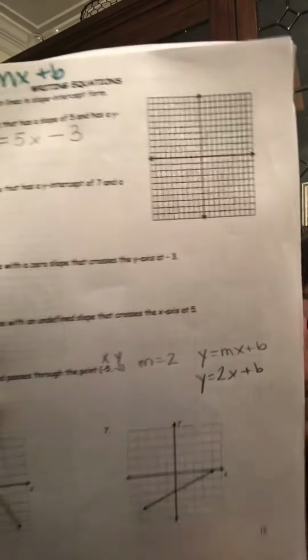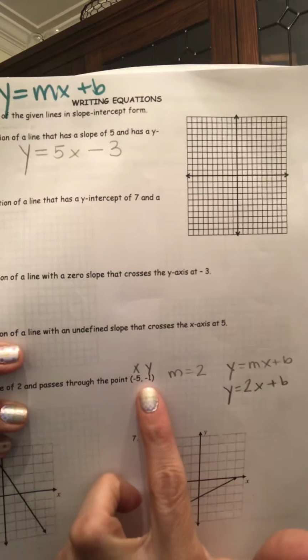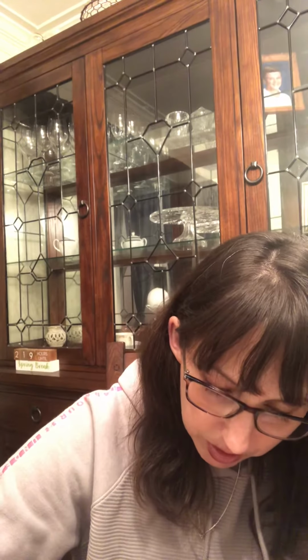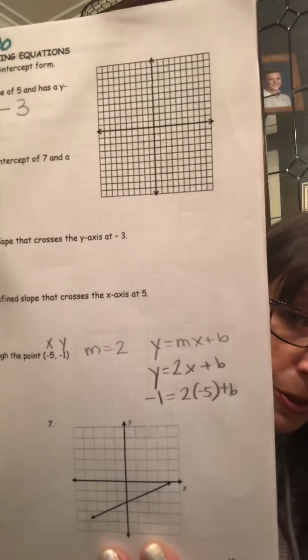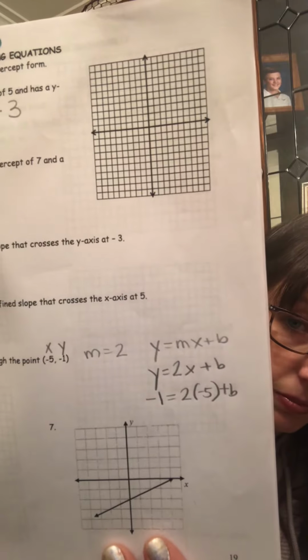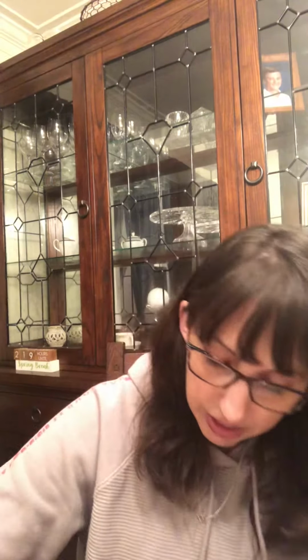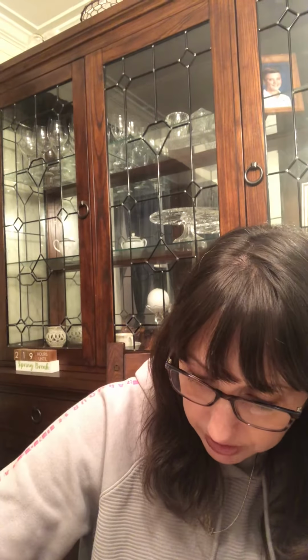Remember, if we are given a point on the line, we can substitute it in to find missing information. So remember, my -5 is my x, and my -1 is my y. Where I see x, I'm plugging this in. Where I see y, I'm plugging this in. So it's going to look like -1 equals 2 times -5 plus b, because I don't know what b is. And if I solve this, it's going to give me b. And then when I do that, I have -1 equals -10 plus b.